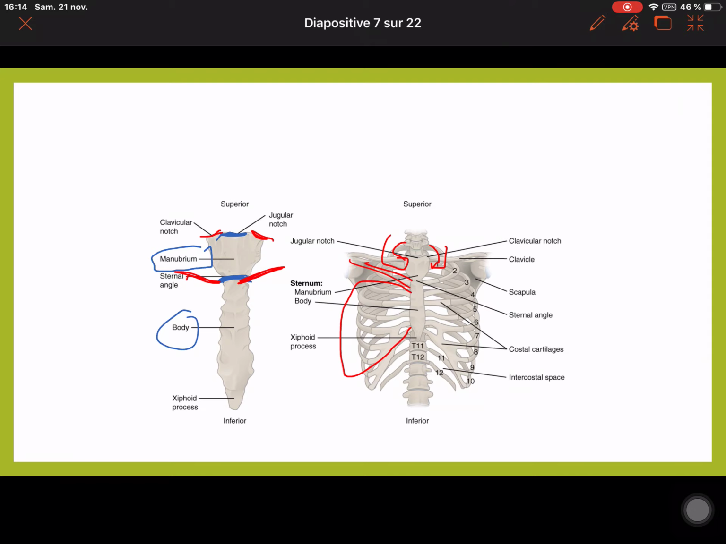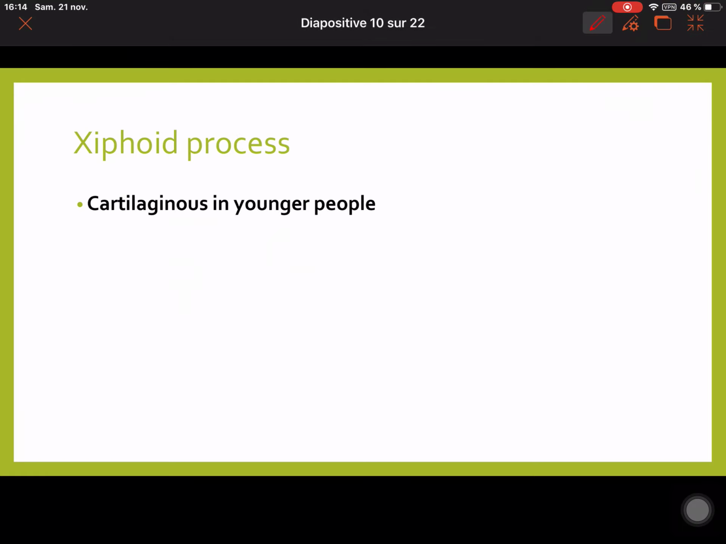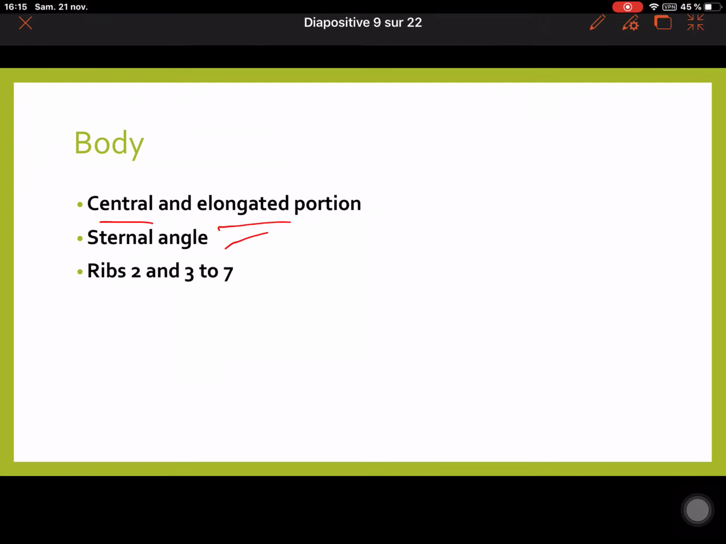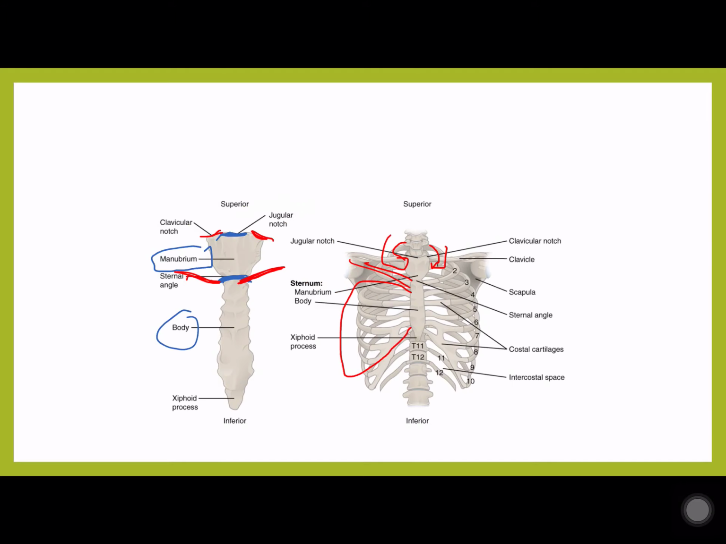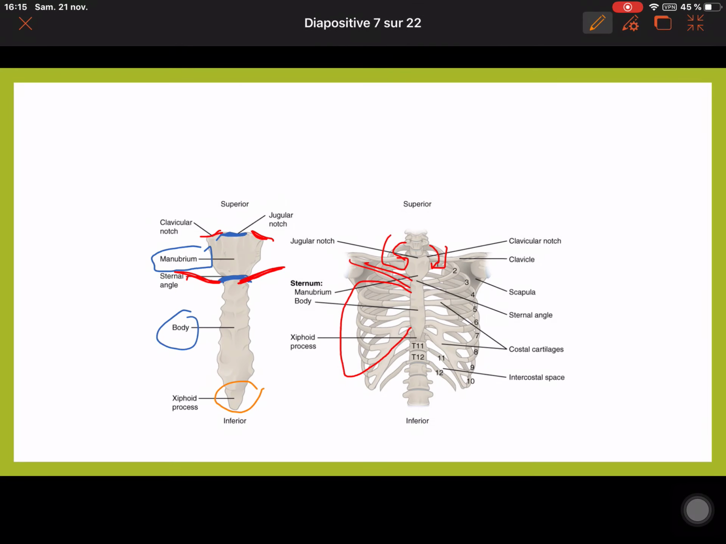body of the sternum. Okay, and then lastly, the xiphoid process. The xiphoid process is the inferior portion, and it is cartilaginous in younger people. The xiphoid process starts cartilaginous and then ossifies. Okay, here let's see the xiphoid process. The xiphoid process is located here.